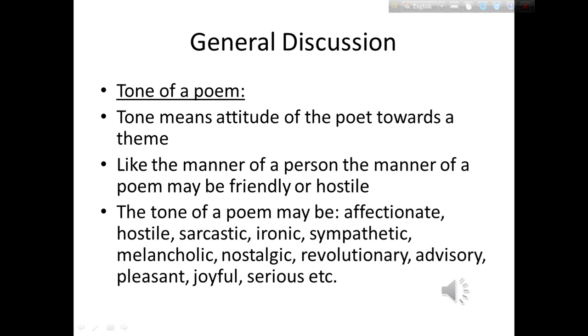The next point, tone of a poem. Tone means the attitude the poet takes towards a theme or a subject. Like the manner of a person, the manner of a poem may be friendly or hostile towards its readers. The tone of a poem may tell one how the speaker feels about himself or herself, humble or sad or glad. The tone of a poem may also be affectionate or hostile or sarcastic, ironic, sympathetic, melancholic, nostalgic, revolutionary, advisory, pleasant, joyful, serious, etc.